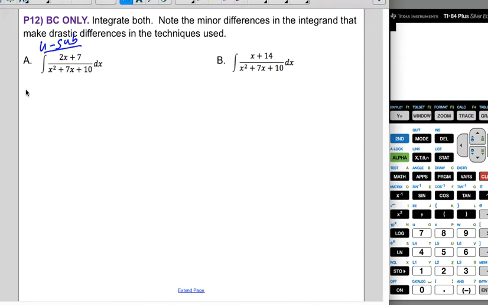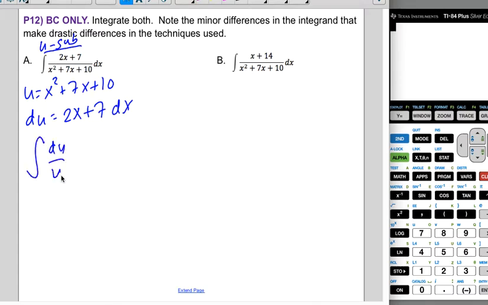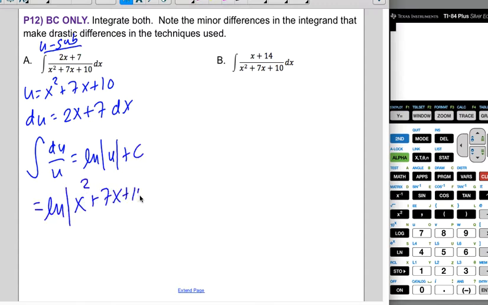And the reason I say that is because if I make my u the entire denominator, my du is conveniently a 2x plus 7, which is exactly the top. So this thing is just a du over u, meaning it's going to be the natural log of the absolute value of u plus c. So my answer is the natural log of the absolute value of x squared plus 7x plus 10 plus c.